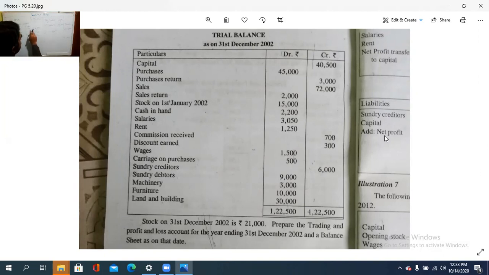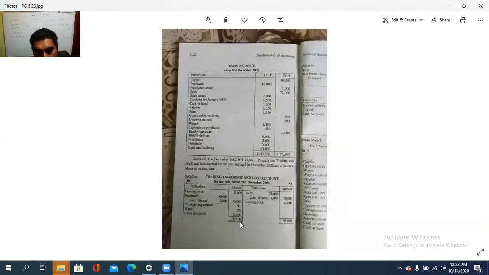So it is 42 plus 10, 52 plus 5, 57 plus 2. How much? 59. 91,000 minus 59,000, that is which one? Gross profit. So 32,000. 32,000 is the gross profit. Sorry, 32,000. To gross profit carried down.